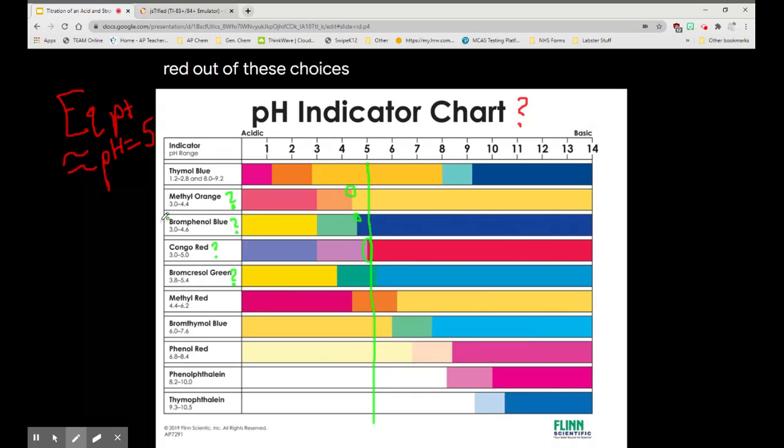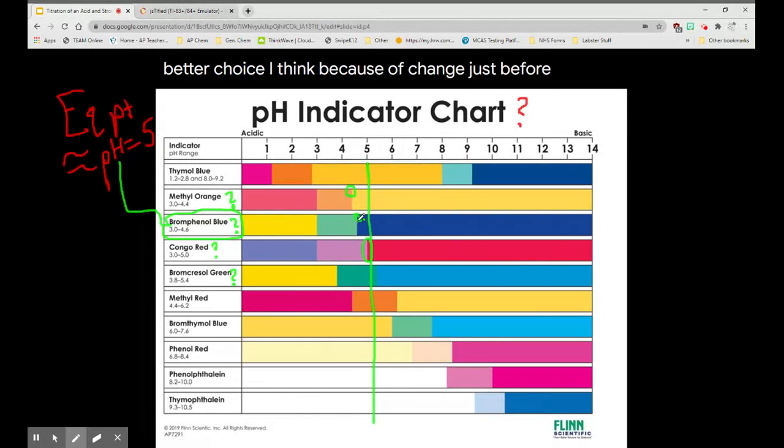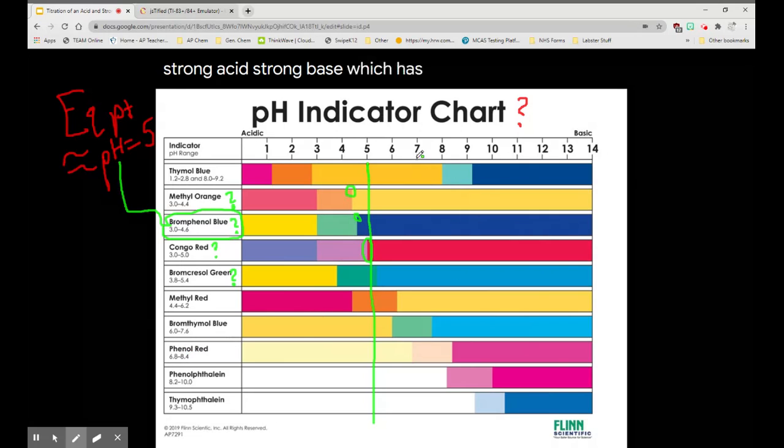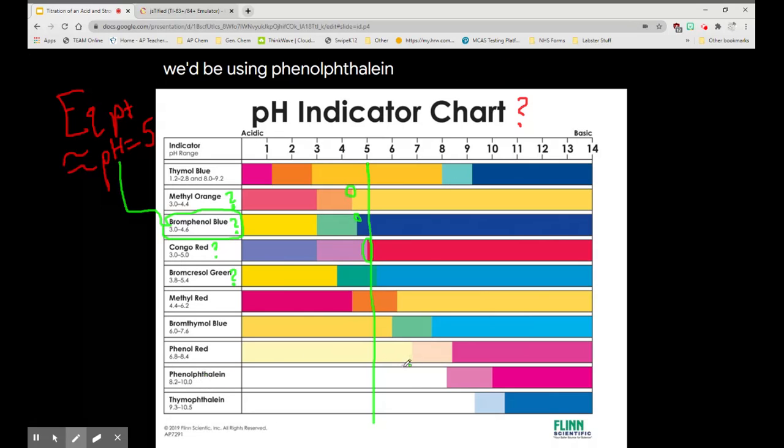Out of these choices, bromothymol blue would actually be the better choice, I think, because it changed just before. All right, so if we go from that light green to dark green, we know that it's done. If we were in class doing this, we'd be doing a strong acid, strong base, which has an equivalence point of 7, and we'd be using phenolphthalein because there's a transition from colorless to pink. And we'd be shooting for that light pink to be just on the north side of done.